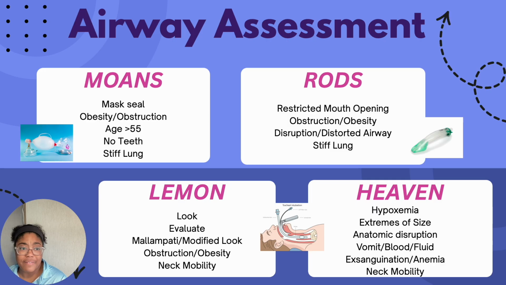Next, you're going to go to evaluate. So when you evaluate, you're going to use the 3-3-2 rule. The 3-3-2 rule is going to ask three different questions. The first question: is the person able to fit 3 fingers between their teeth? You want to use the patient's fingers, but 3 fingers between their teeth. This is going to assess their ability to open their mouth. Again, kind of like when you're at the RODS method, looking at restricted mouth opening.